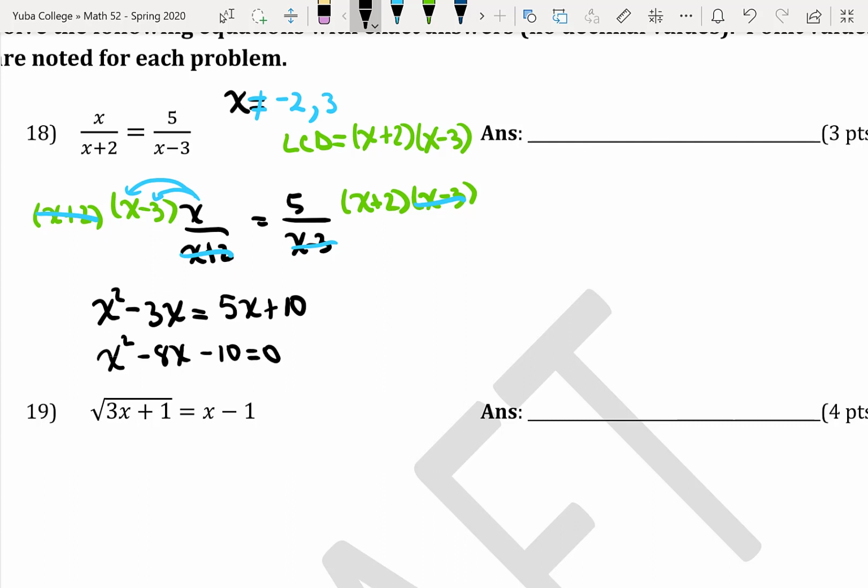So negative b, the negative of negative 8, is positive 8, plus or minus the square root of b squared, negative 8 quantity squared is 64, minus 4 times a, times c, so negative 4 times negative 10, that's plus 40, all over 2 times a, well, 2 times 1. So this gives us x is equal to 8 plus or minus the square root of 104, all over 2. I'm curious if I can pull anything out from underneath that radical, if there's a factor of 104 that's a perfect square.